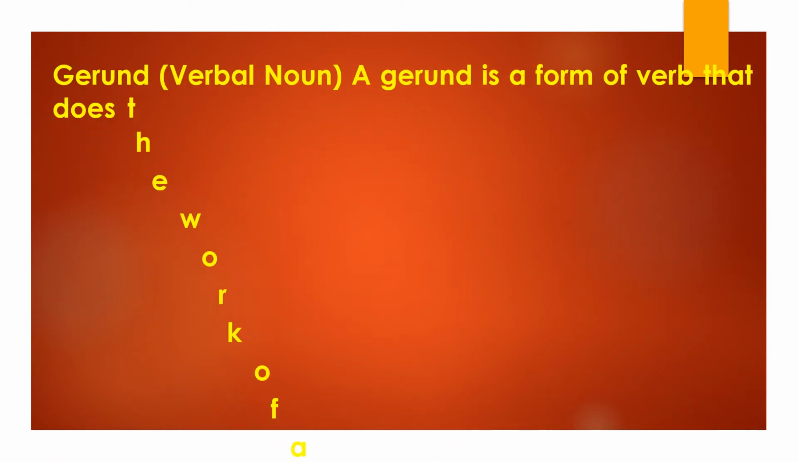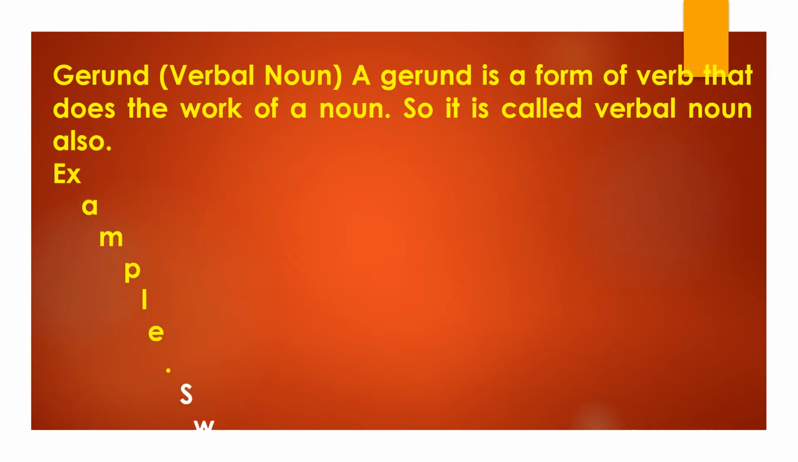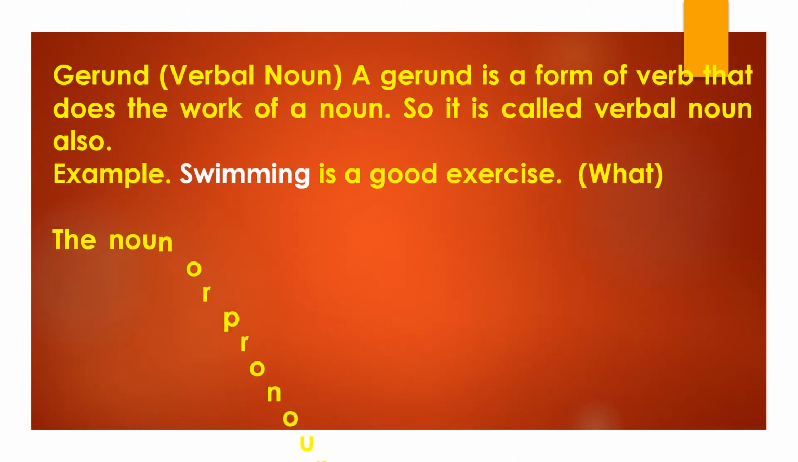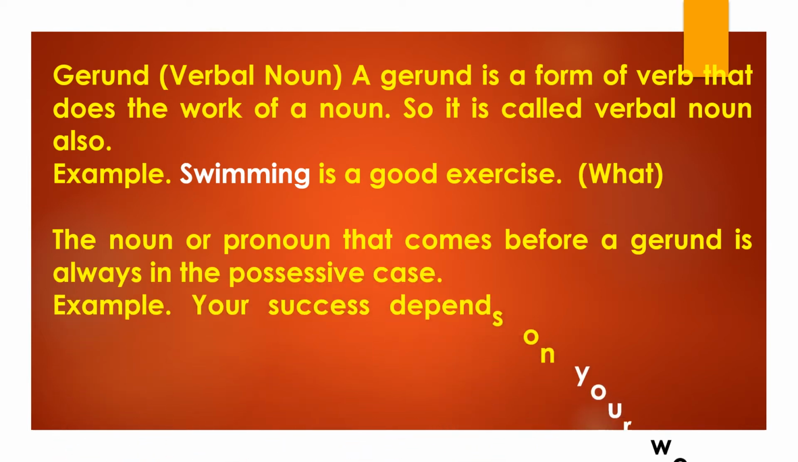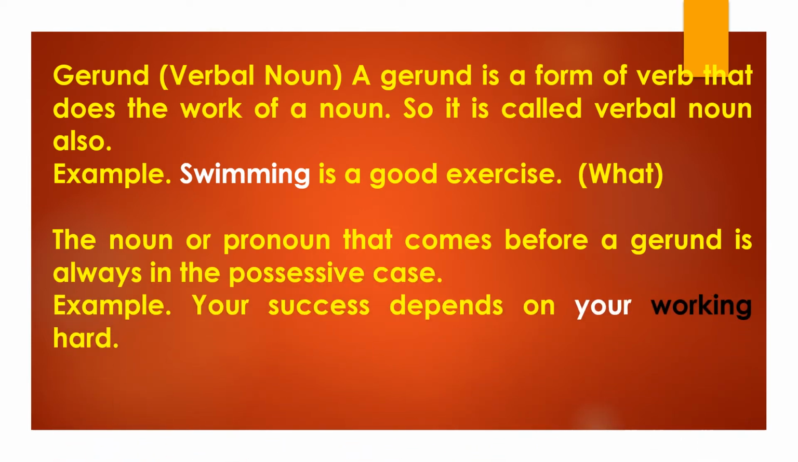Gerund. Let us understand what is gerund. A gerund is a form of verb that does the work of a noun. So it is called verbal noun also. So here children, gerund is known as verbal noun. Verbal means it sounds like a verb, but actually it is doing the work of a noun.